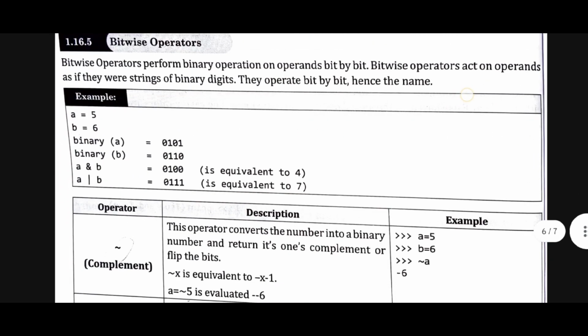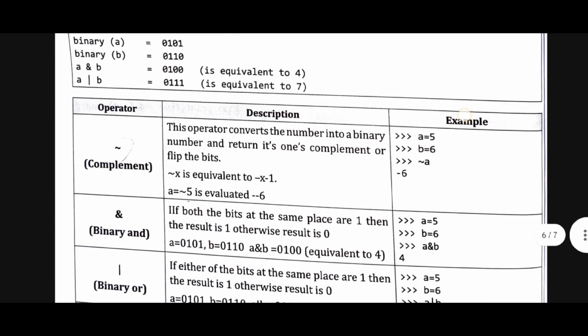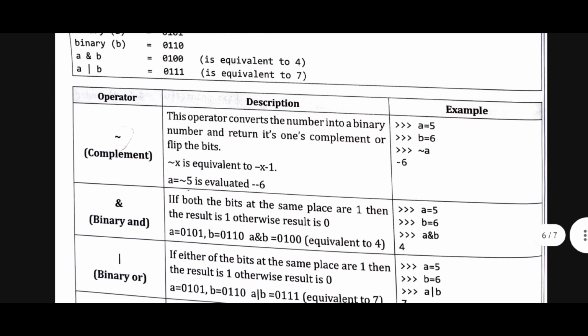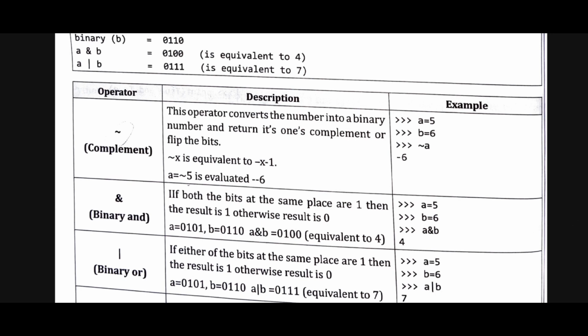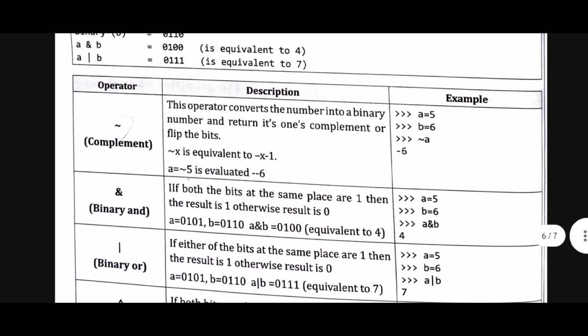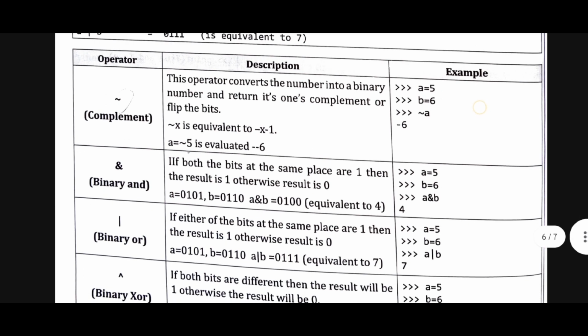So looking on to bitwise operators. A bitwise operator performs the operation bit by bit. So we convert the given number into binary numbers and then we perform the operations. Looking on to the operations, the first one is the complement operation. The given numbers are 5 and 6. If we want the inverse of 5, we have to convert it into the binary number and then we'll get the output as -6.